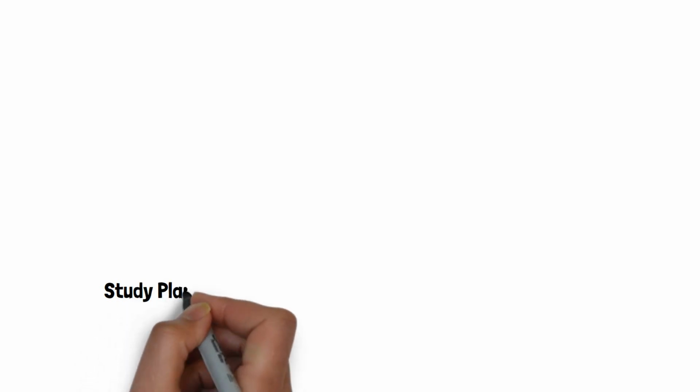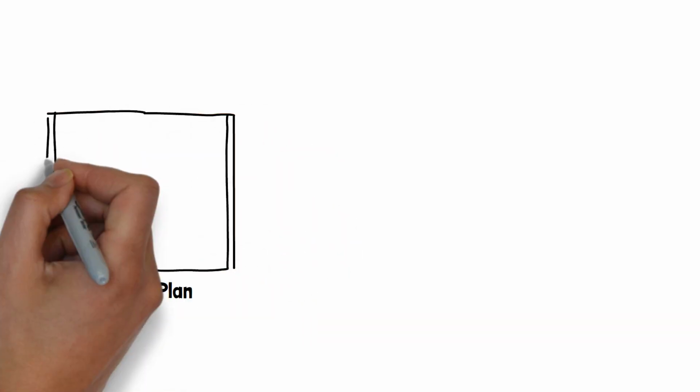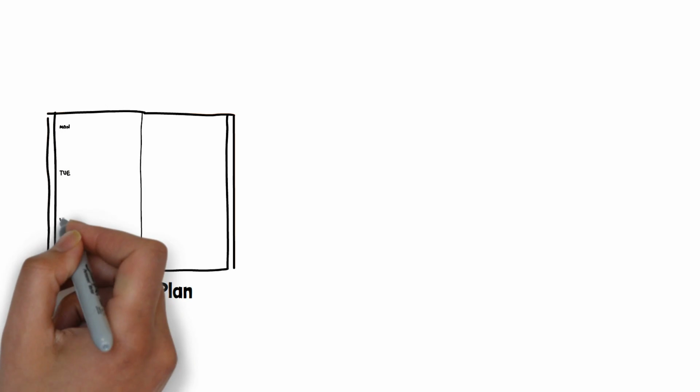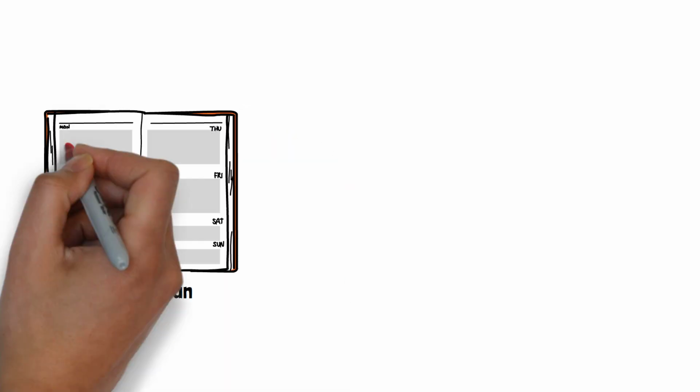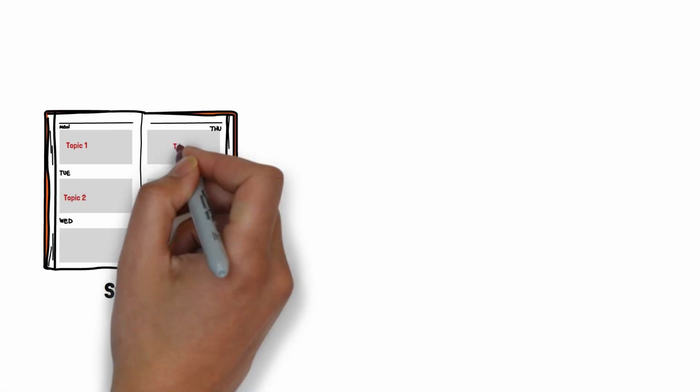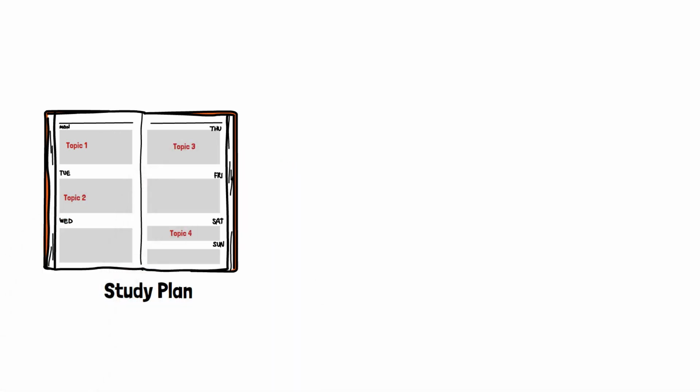Another important aspect of meta-learning is creating a study plan. This involves breaking your learning goals down into smaller, more manageable chunks, and scheduling time for learning each day or week. A study plan can help you stay on track and make sure you are making progress toward your goals. It can also help you identify any areas where you may need to spend more time or seek additional help.